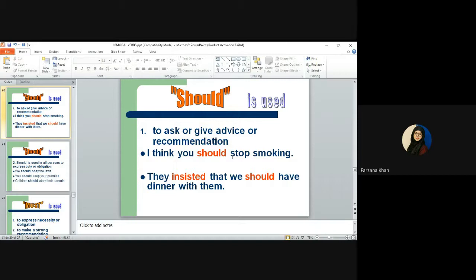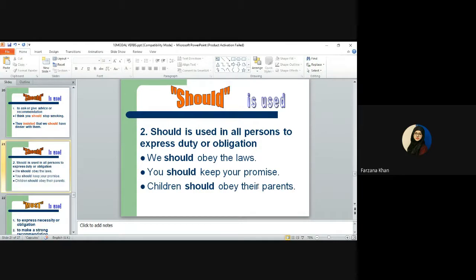Here you can take it as a polite recommendation, and at the same time you can take it as an advice. You should focus on your studies. You should watch the lecture with full concentration. You should listen to each and every point which the teacher is explaining. You should obey your parents. So what are these sentences? These sentences have become advice and recommendations with the use of should. In another sentence, you can see they insisted that we should have dinner with them. Again, a type of recommendation. You can also call it an advice.